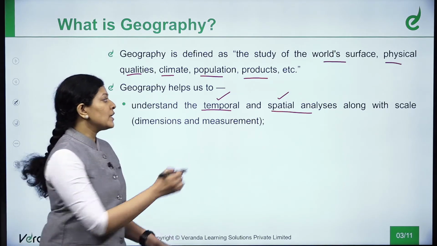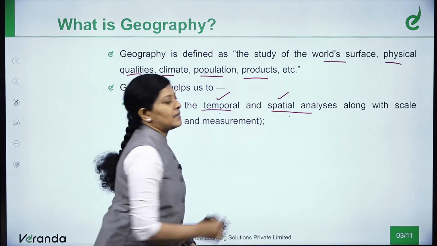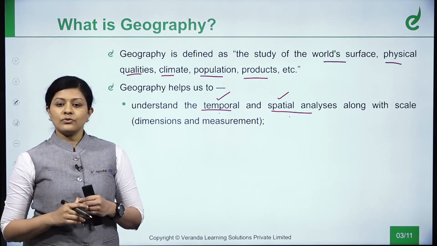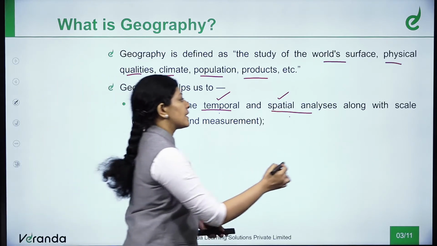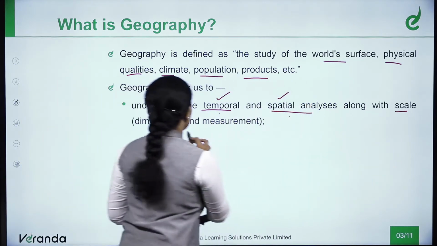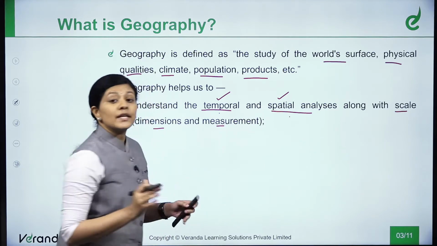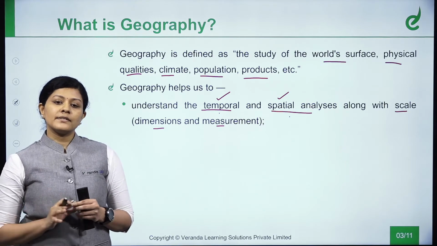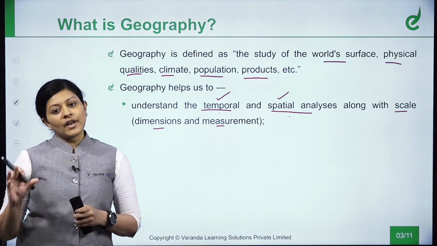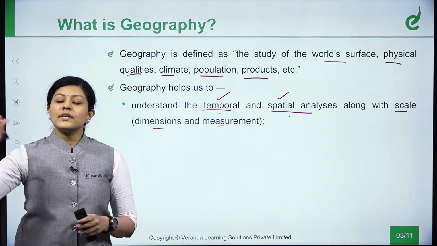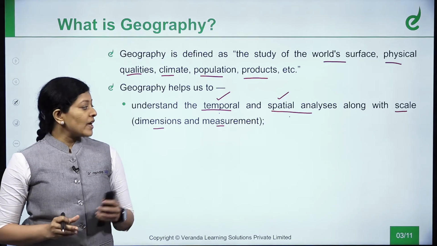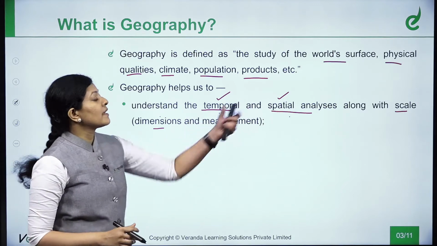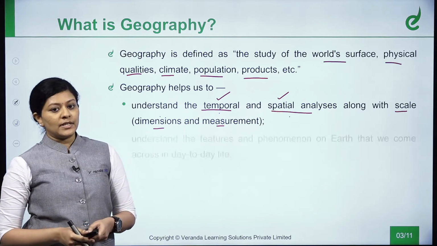So we'll look into the temporal and spatial analysis of the physical features and the phenomena that we are going to look into in geography, along with the scale. That means the dimensions and measurements are also taken into account. We cannot just say that the Himalayan range is one of the largest ranges. We have to say with the data that Mount Everest is the largest mountain. So we have to have definite data, dimension and measurement to analyze everything temporally and spatially.